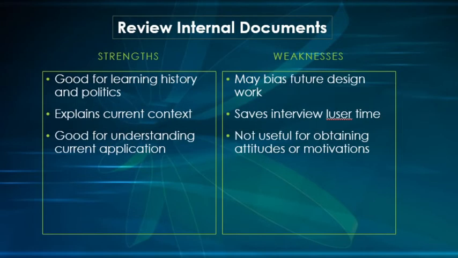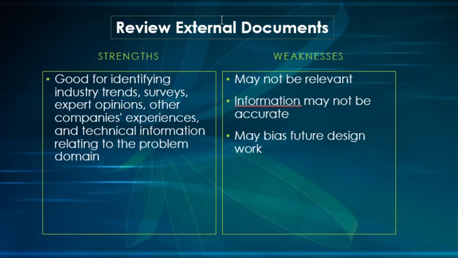Another one is review internal documents. Strengths, good for learning history and politics, explains current context, good for understanding current application. Weaknesses are may bias feature design work, saves interview user time, not useful for obtaining attitudes or motivations. And the last one is review external documents. Its strength is good for identifying industry trends, surveys, expert opinions, other companies' experiences, and technical information relating to the problem domain. Weaknesses may not be relevant, information may not be accurate, may bias future design work.